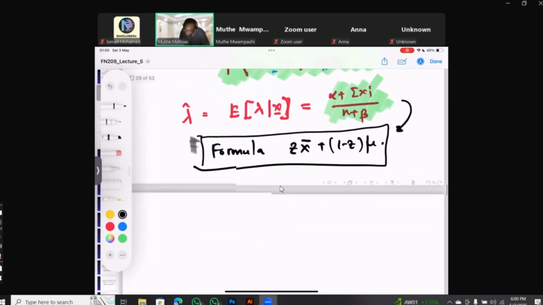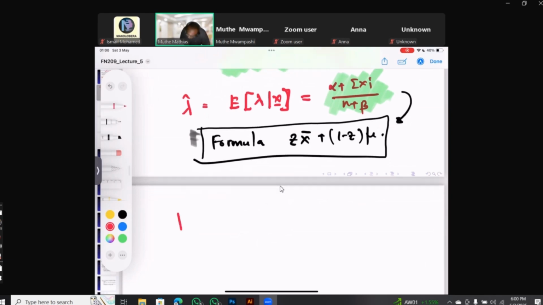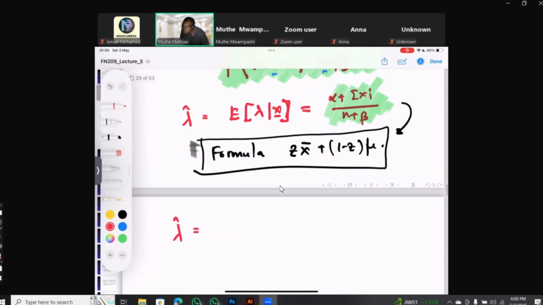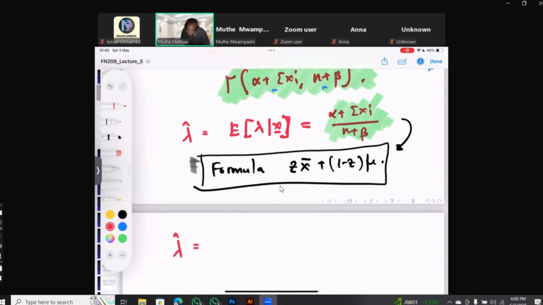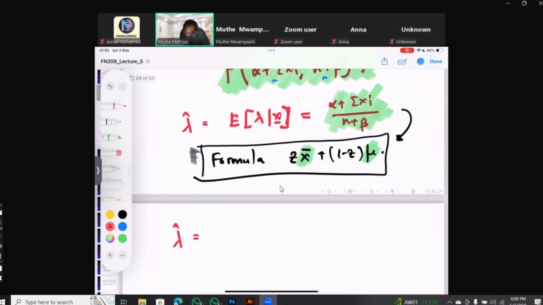So what I'm going to do now is say lambda estimate is equal to, first of all, I'm going to separate the part, because you can see that we have this part here. This part is for x's, you can see the bar part. The other is the overall mean or the population mean. So I'm going to take that estimate and rearrange it as summation of x_i divided by n plus beta, plus alpha divided by n plus beta.